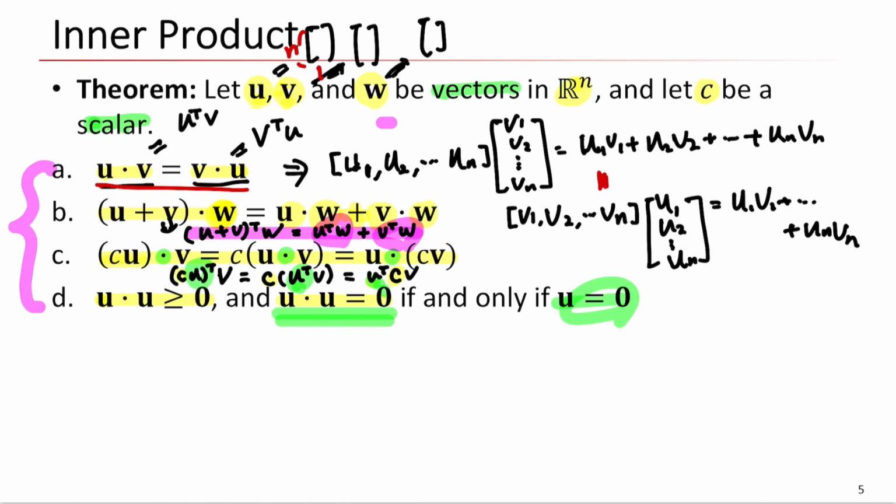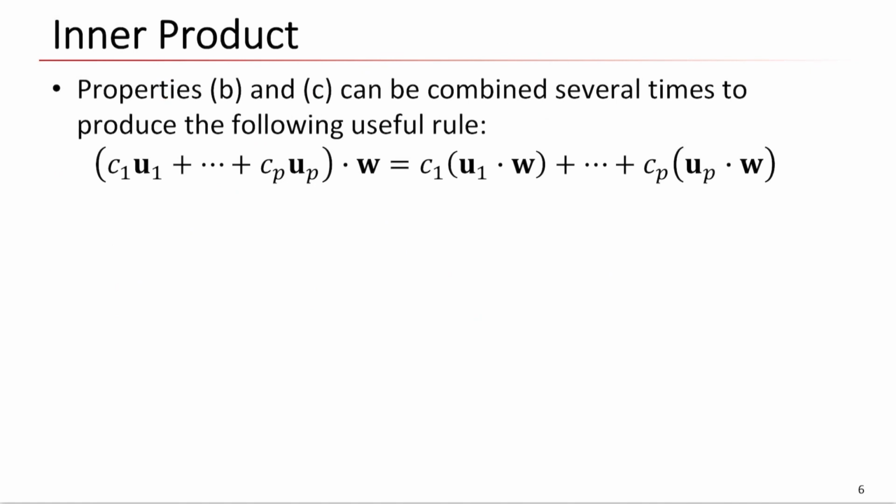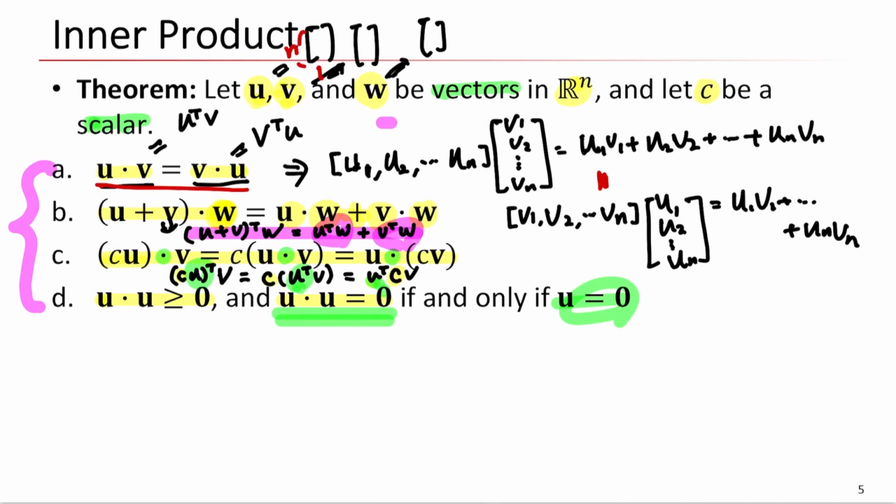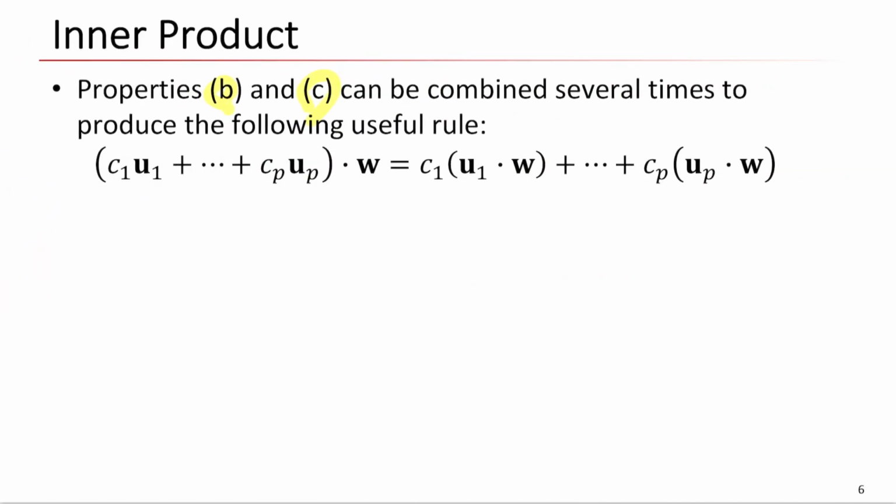Okay, so we can easily use this property to prove the following theorem. By the way, properties B and C can be combined several times to produce the following useful rule. So what does it mean?